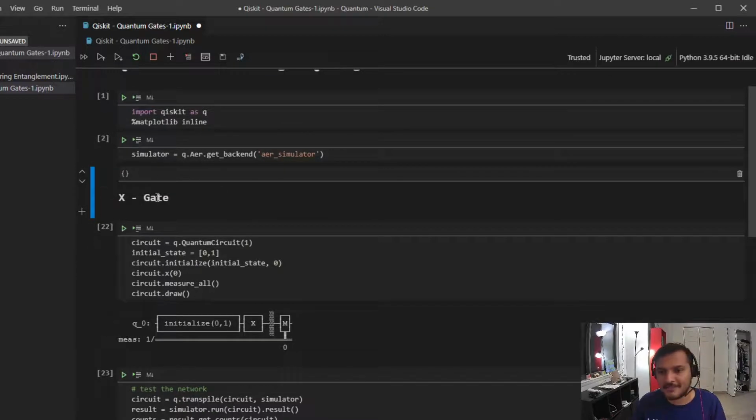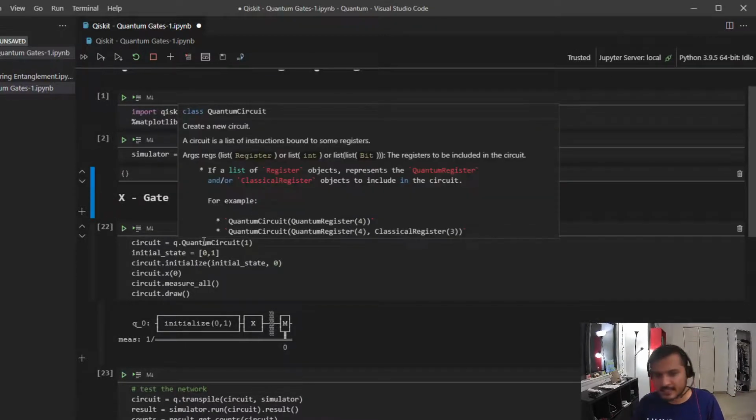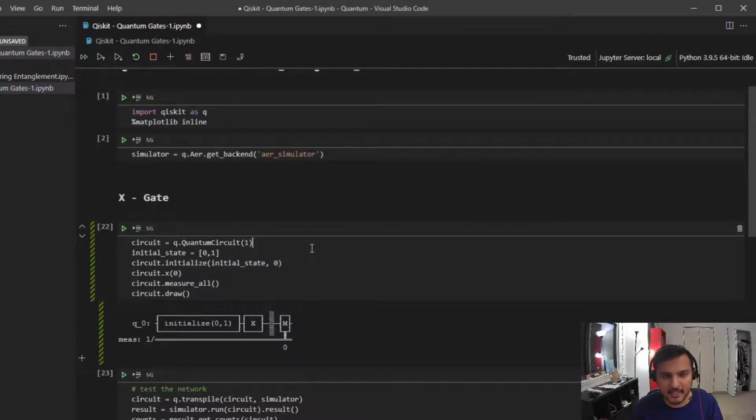Right, so let's first implement the X gate. The way I implement the X gate is I first create, in this line, a quantum circuit of 1 qubit. And I initialize it, let's say with state 1, because alpha is 0 and beta is 1. So this is state 1.